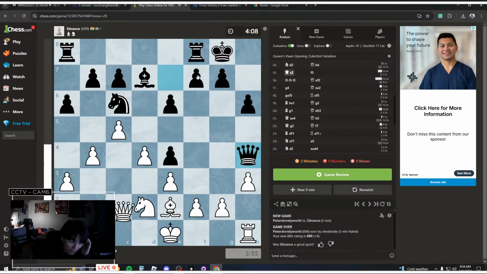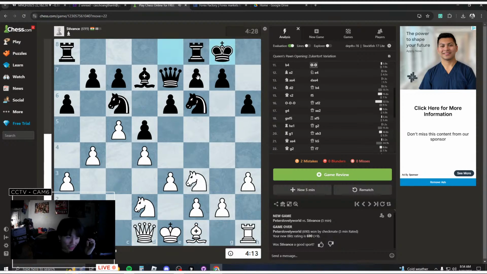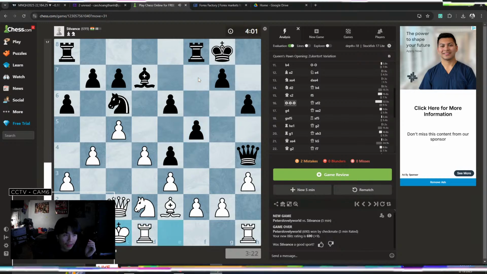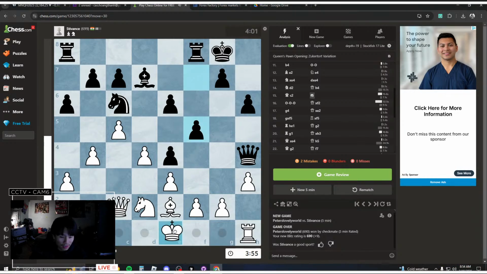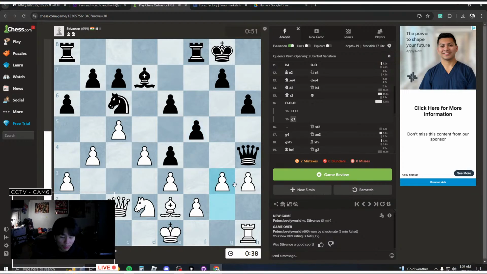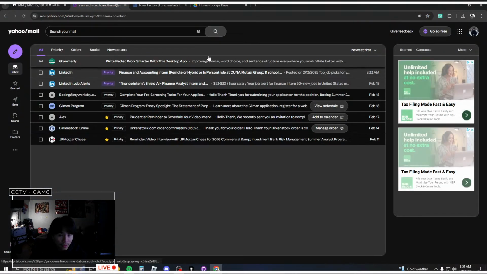Okay, I actually had a decent position here. It was pretty much even. Would castling this way work? It would have worked. I mean, I didn't really need to castle here. Could I have done this? That could have worked as well. Well, you live and you learn.